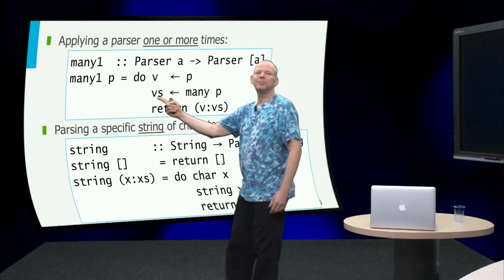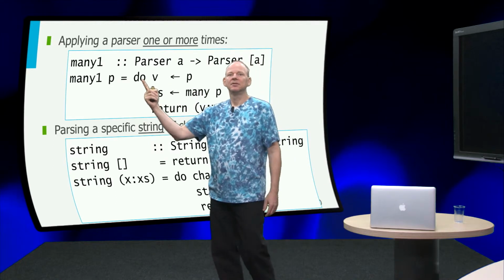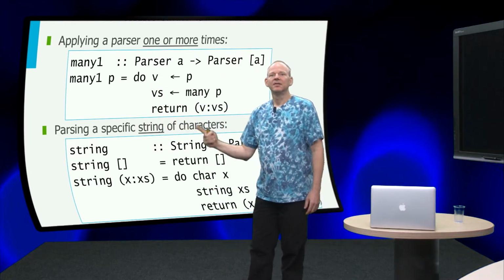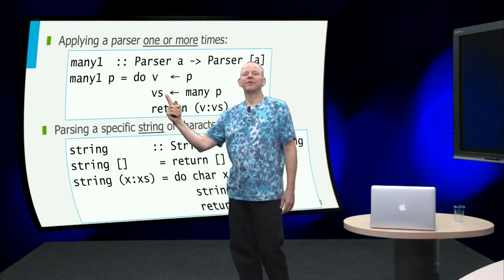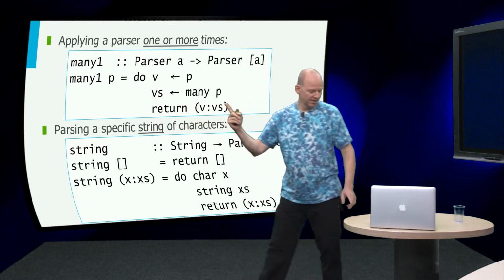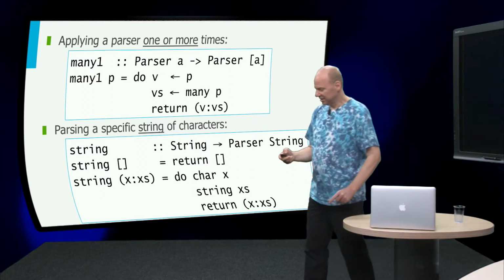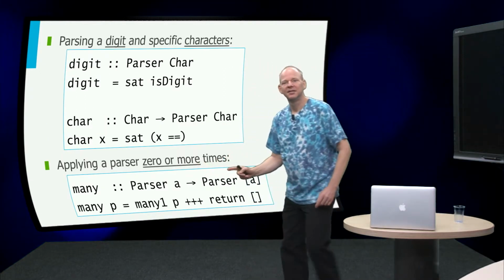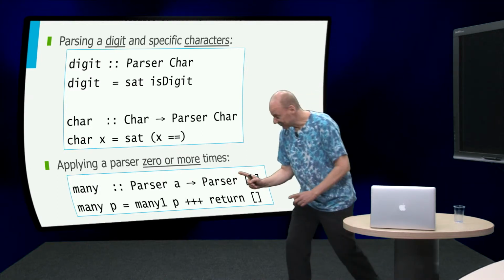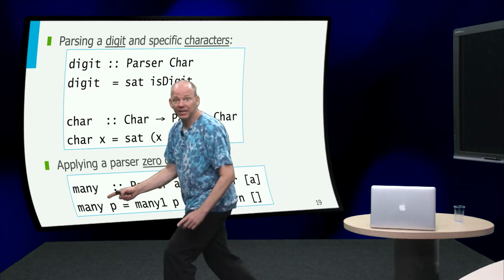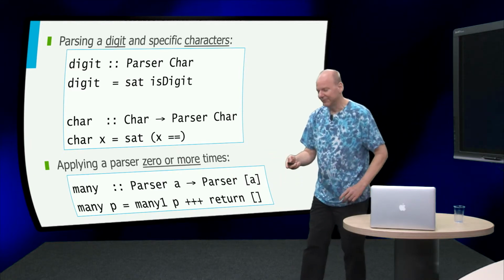So if I want to parse P 1 or more times, I try to parse P once. I get the value V. Then I try to parse 0 or more times P. I get the value. This can be the empty list. So I have to apologize. This is really returning the empty list. That's not failing, because if I parse P 0 or more times, I can parse it 1 times or 0 times. And in the 0 times, I have to return the empty list.